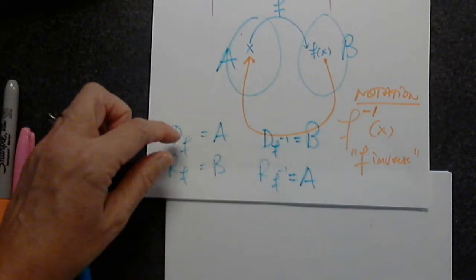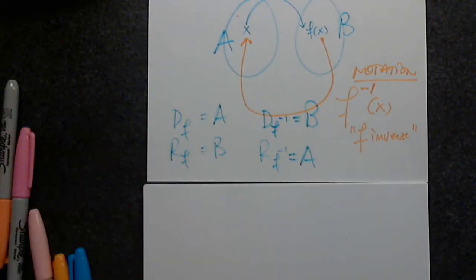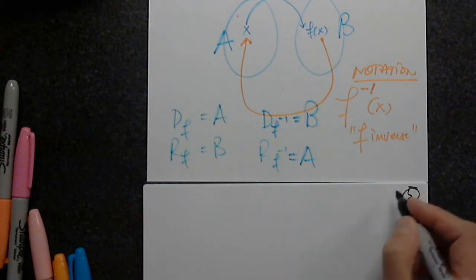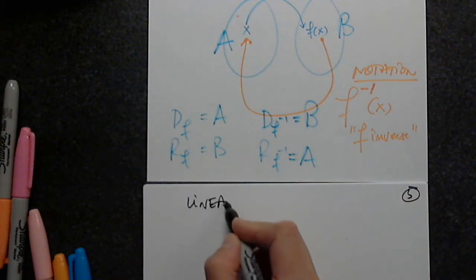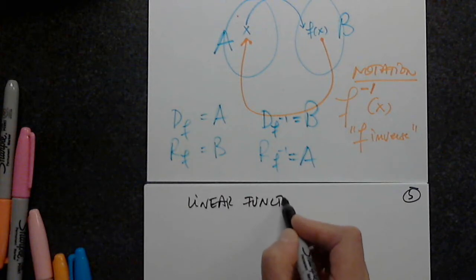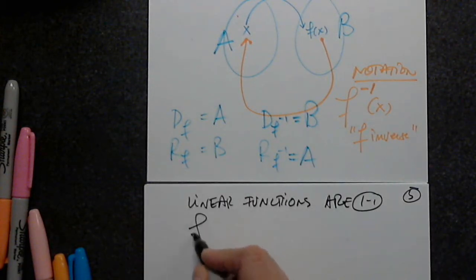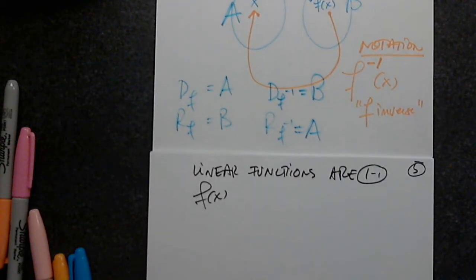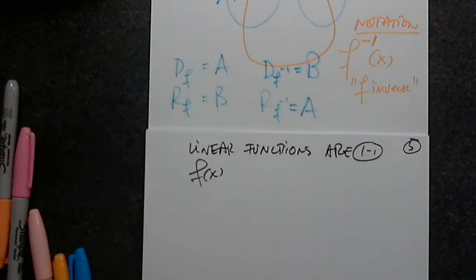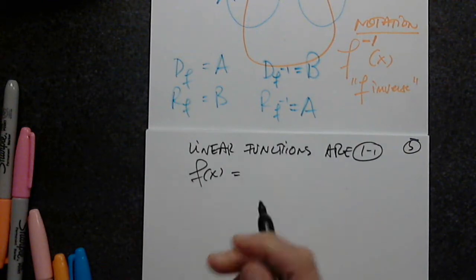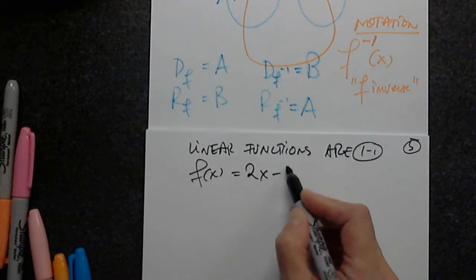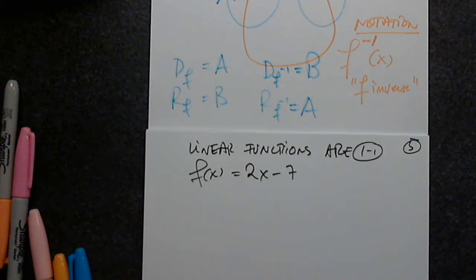Okay, let's see how we determine the inverse function. Can anyone give us a linear function? We said that linear functions are one-to-one. So give me a linear function and then we'll illustrate how to determine the inverse function for a linear function, because it's one-to-one and it has an inverse. Any linear function you can think of. 2x minus 7. Excellent. This is a linear function indeed.